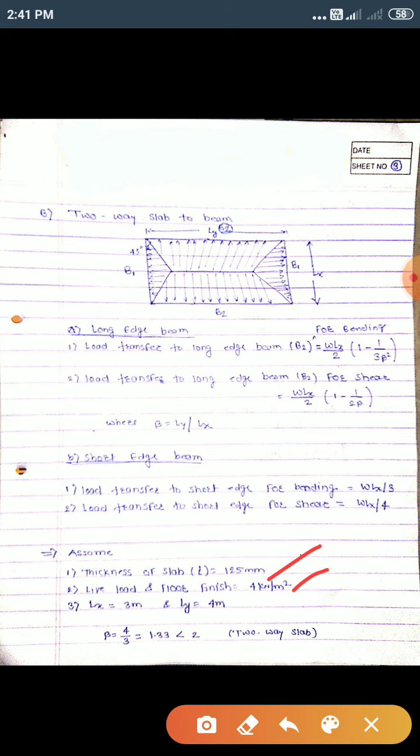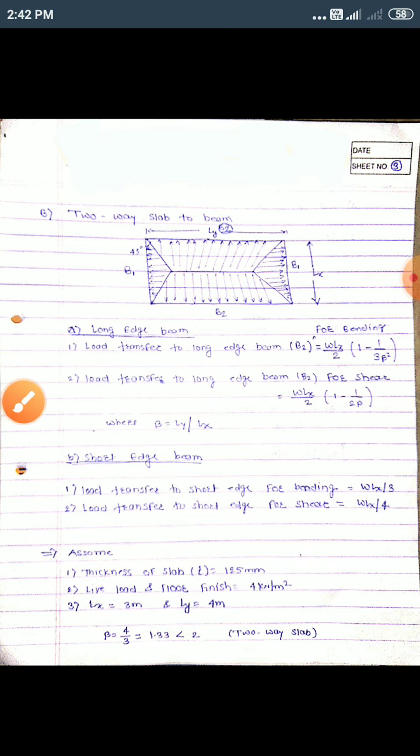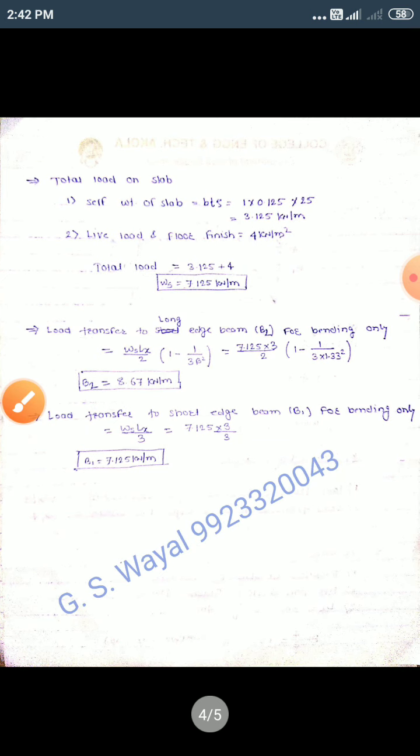In the Lx direction we are considering 3, meaning the short span is 3 meter and the long span is 4 meter. First calculate beta. We know that beta is the Ly by Lx ratio, so 4 by 3 is 1.33, which is less than 2, so obviously it is a two-way slab. Now after that, the total load on slab. Like a one-way slab, first we should calculate the total load of your slab.